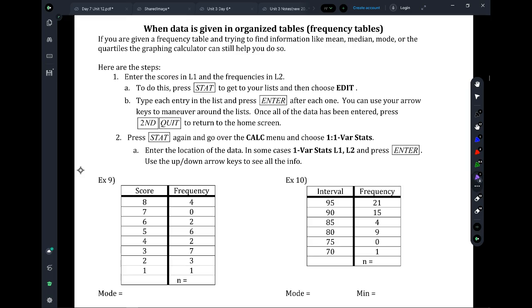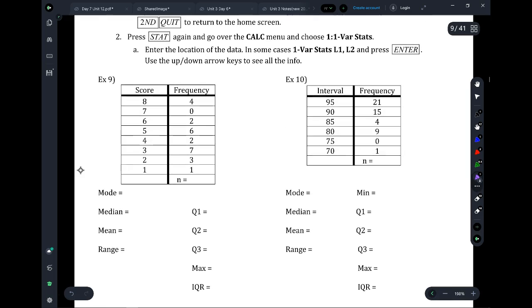So, grabbing your calculator, what we're going to be doing is putting our scores, that's going to be in the first column, still in our list number 1. But now that there's a frequency list, what that means is this 4 right here tells me that there are 4 8s. So if I listed this out, it'd be 8, 8, 8, 8. There are no 7s. There are 2 6s, so that would be 6, 6. There are 6 5s, so that would be 5, 5, 5, 5, 5, 5. So instead of typing all of those things in, I am going to use a frequency list.